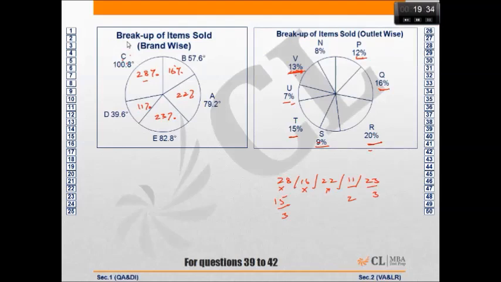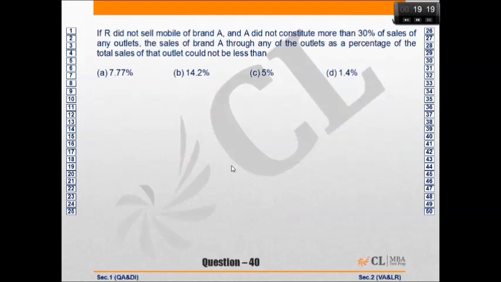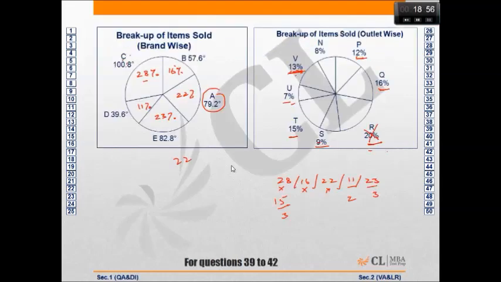If R is not selling anything out here, R goes away, and A is 22%. So this 22 has to be, and R constitutes at least 30%. That is what it said. A did not constitute more than 30% of the sales of any outlet. So I want the minimum percentage of sales of A. And R is not anything out here, and it constitutes 30%.